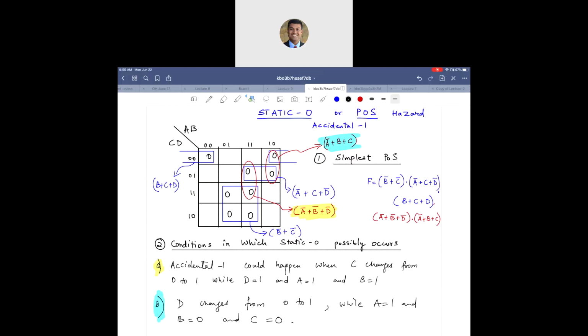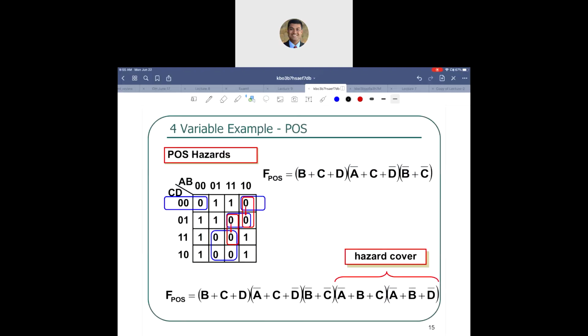So the simplest form, and you also have the two redundant prime implicants there. And the second part of this was the conditions in which the static hazard was possible, and we have laid them out very clearly using words. So this is the same example that you see on the slide over here, but we have done it from start to finish.